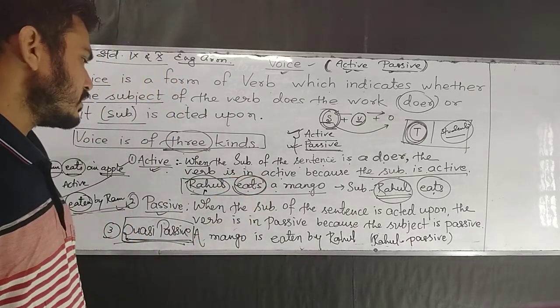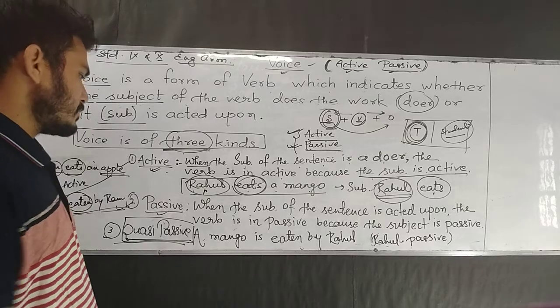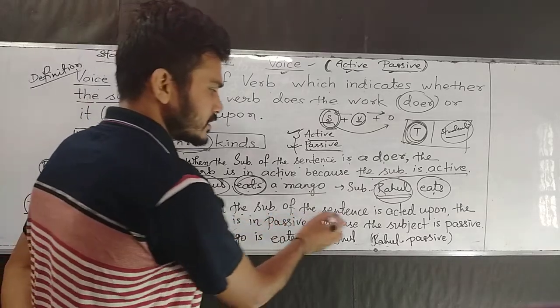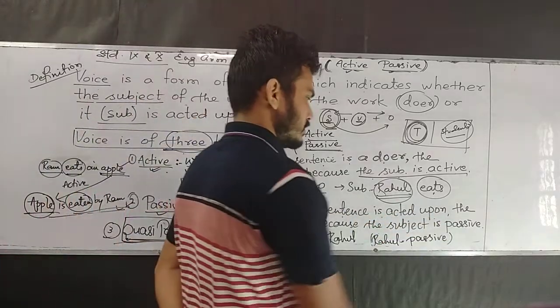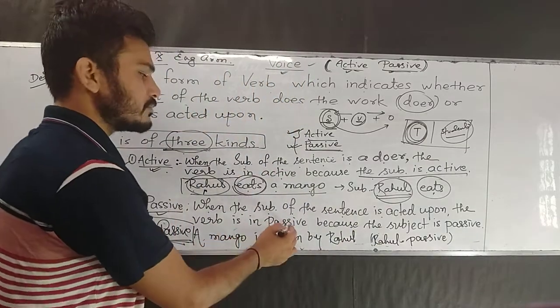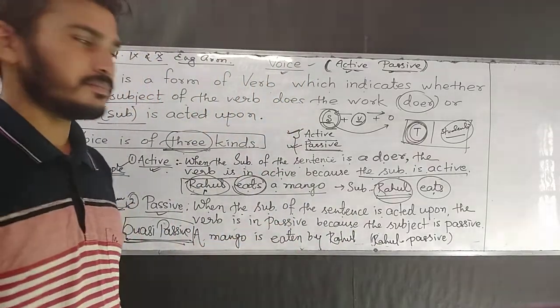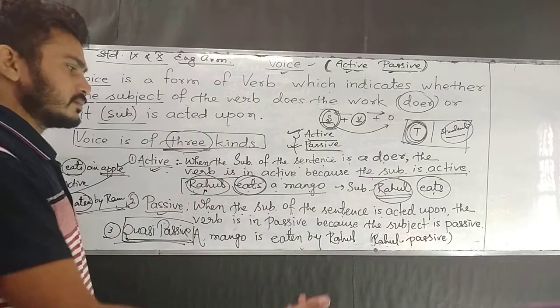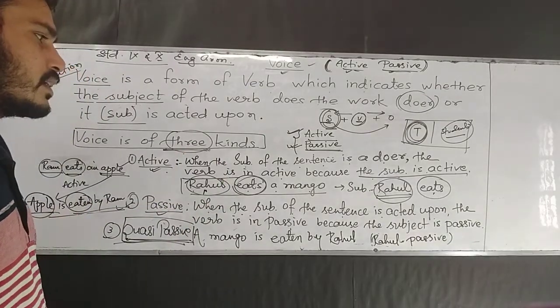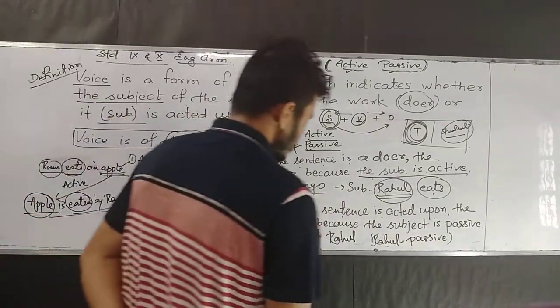Now look at the definition of passive. When the subject of the sentence is acted upon, the verb is in passive. जब subject के द्वारा काम किया जाता है, then it is known as passive.